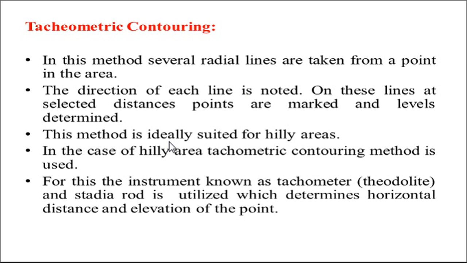This method is ideally suited for hilly areas where the ground is not plain or the ground is undulating. In the case of hilly areas, the tachometric contouring method is very suitable. For this, the instrument known as a tachometer and the stadia rod are used, which determine the horizontal distances and elevation of the points. Next slide.